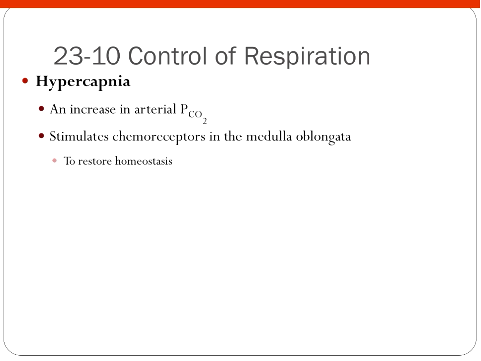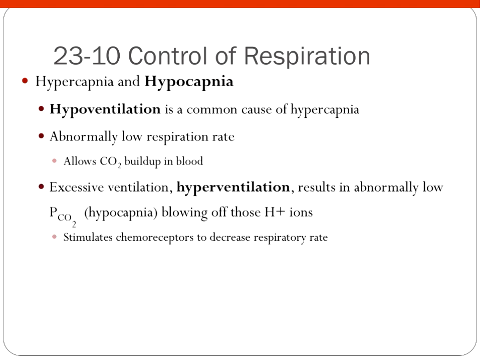Hypercapnia is too much partial pressure in the arteries, so it's an increase in arterial partial pressure of carbon dioxide. It stimulates those chemoreceptors in the medulla oblongata to increase your respiration so that you can blow off this excess carbon dioxide. So hypercapnia will help you to increase your respiration to exhale more, get rid of more of this carbon dioxide and bring those numbers back down to normal.